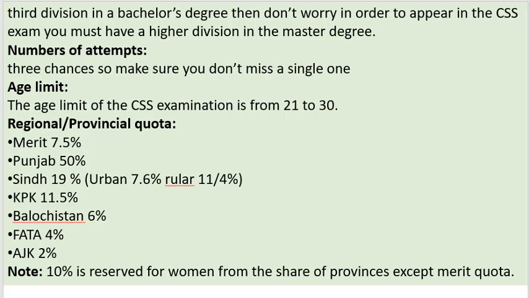Regional and provincial quota in the CSS exam. Merit is 7.5%, Punjab 50%, Sindh 19%, KP 11.5%, Balochistan 6%, FATA 4%, AJK 2%. Note: 10% is reserved for women from the share of provinces, except the merit quota.